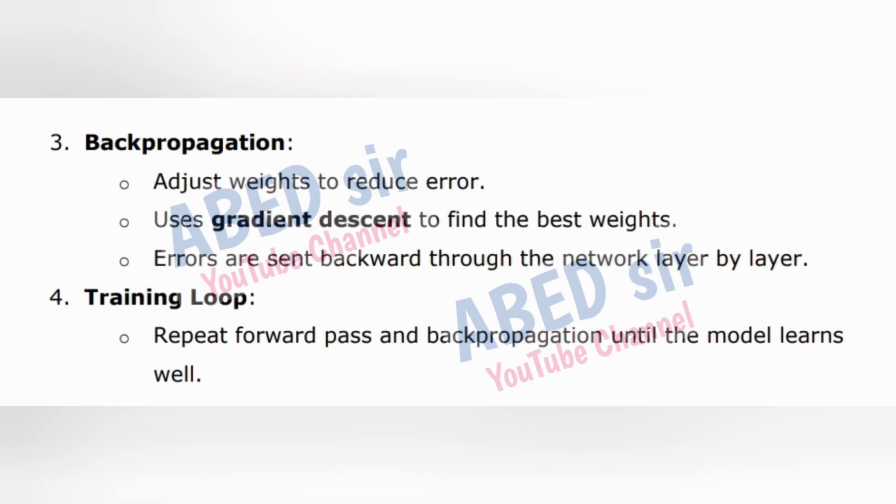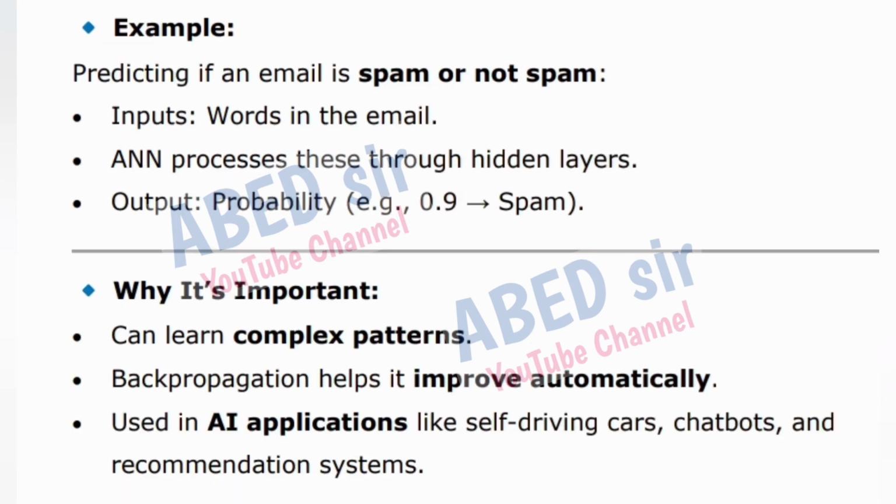3. Backpropagation. Adjust weights to reduce error. Uses gradient descent to find the best weights. Errors are sent backward through the network layer by layer. 4. Training loop. Repeat forward pass and backpropagation until the model learns well. Example. Predicting if an email is spam or not spam. Inputs are words in the email, processed through hidden layers. Output probability, for example, 0.9 spam.